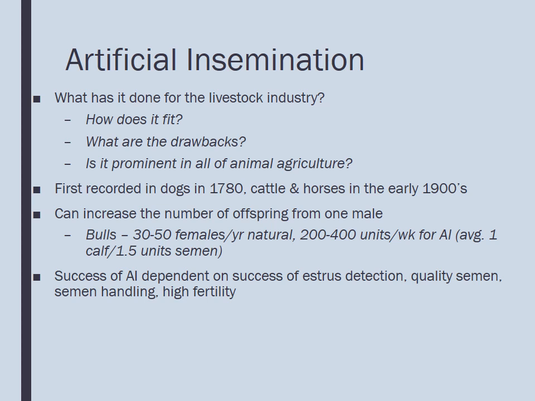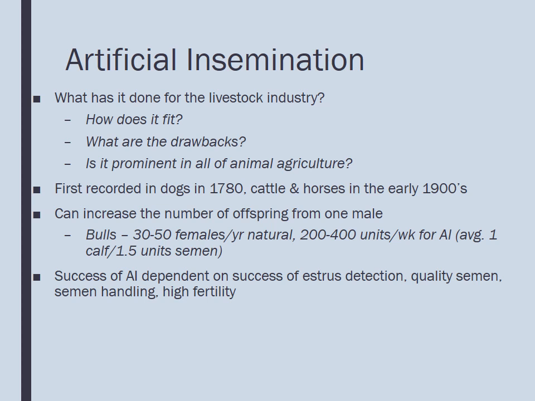Whereas in a week, that same bull could make 200 to 400 units for artificial insemination. And we can average about one calf for every 1.5 units of semen. So you can see a highly genetically superior bull can produce a lot of offspring in a hurry with AI.